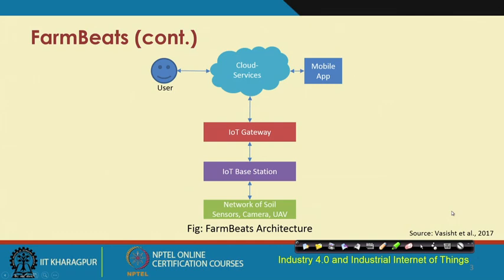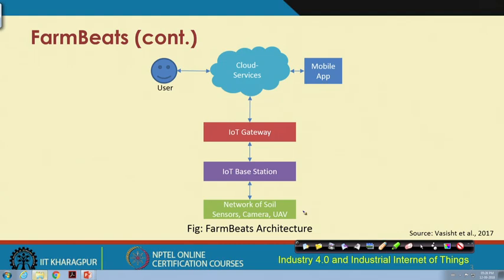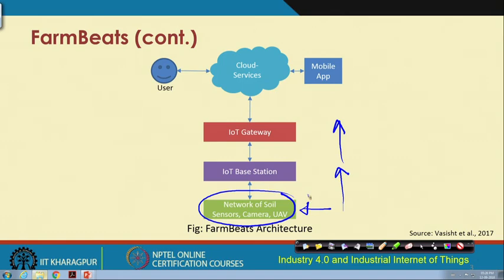This is the FarmBeats architecture that Vasisht et al. talked about. As you can see at the very bottom, we have the different sensors such as soil sensors, cameras, UAVs, and other sensors. As we go higher up we have the base station, the gateway and so on. All of the data collected from these end devices go through this network hierarchy and come to the cloud, where different analytics are performed, and through apps or websites the data are made available to the users.